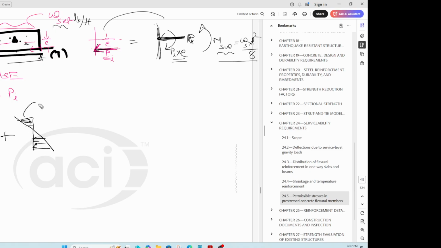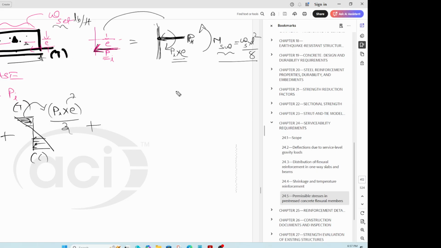If you follow the same notation like that, this is your tensile force. So you find out this stress, which is due to your P initial times e, that is the moment. You divide that with the section modulus to get your stress, right? So this is the moment, this is the section modulus. You find that out to calculate your tension stress and compression stress.